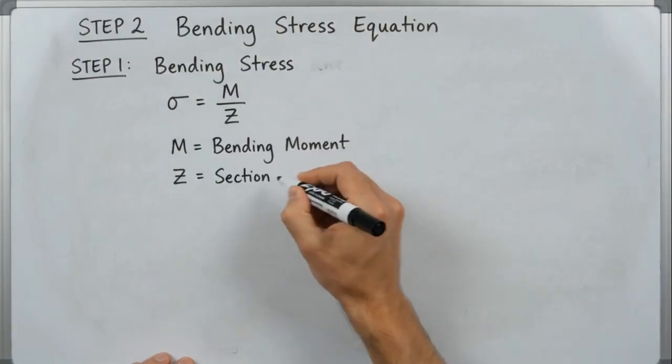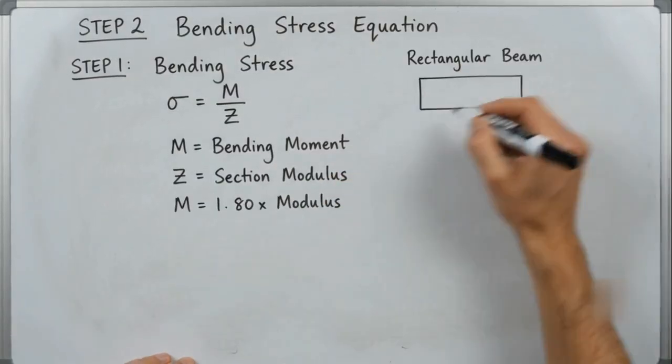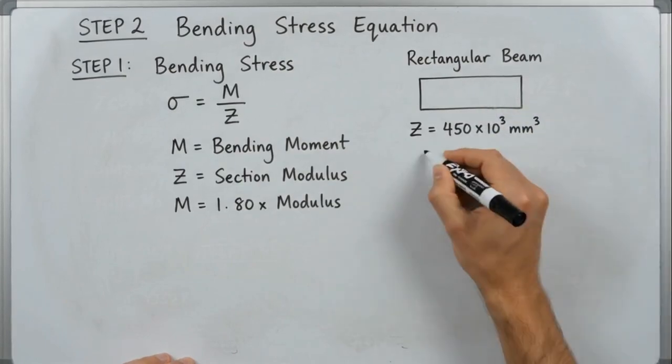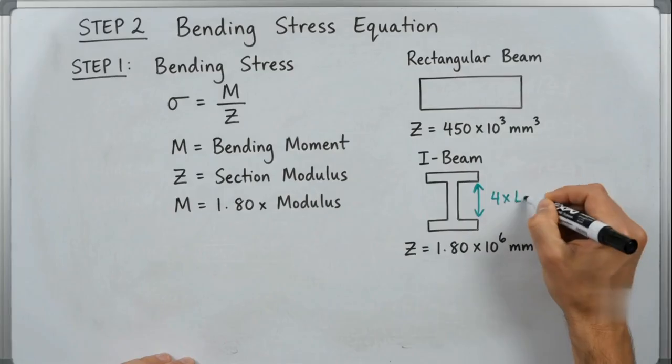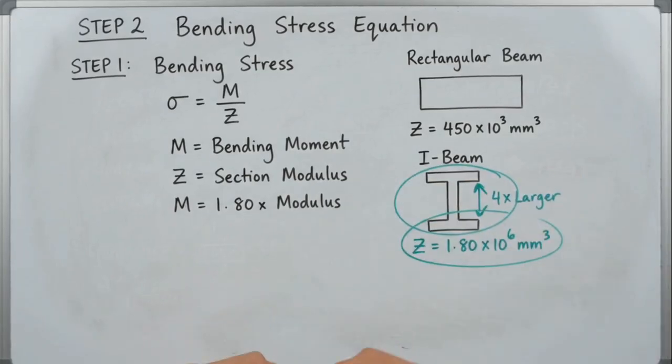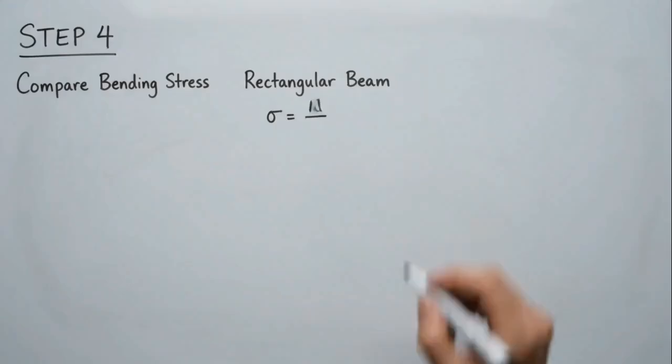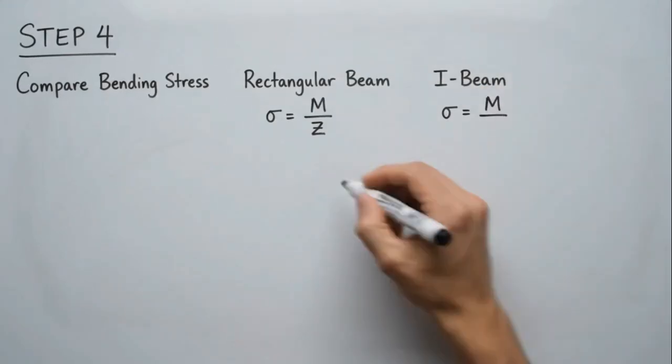Now let's calculate the bending stress. We use the equation sigma equals M divided by Z, where M is the bending moment and Z is the section modulus. Now let's compare the bending stress in both beams.